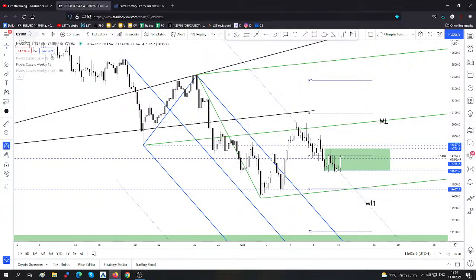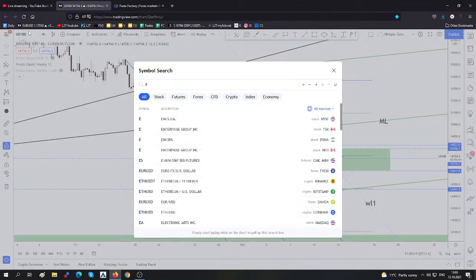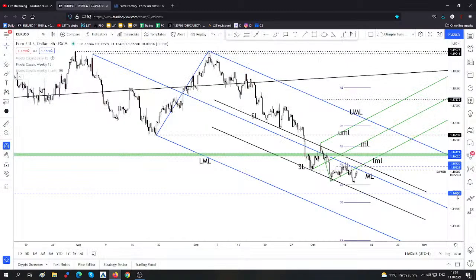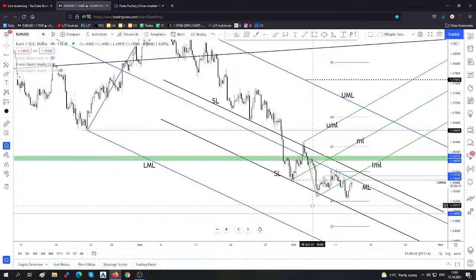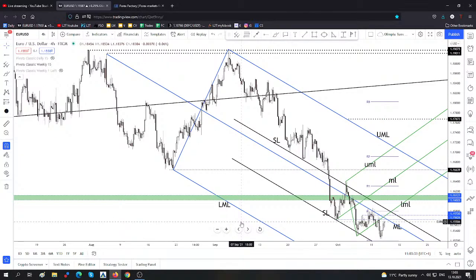Okay, let's take a look at euro versus the US dollar. So here is my analysis in euro versus the US dollar. I've told you guys here that we may have only a temporary rebound, temporary growth here, maybe a retest of the medium line before dropping deeper.